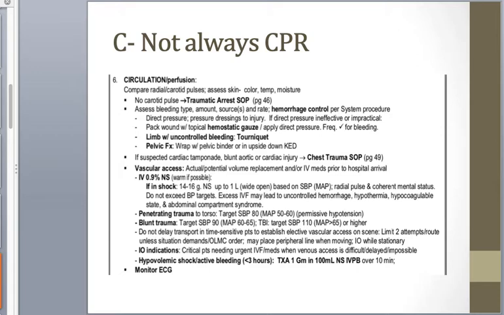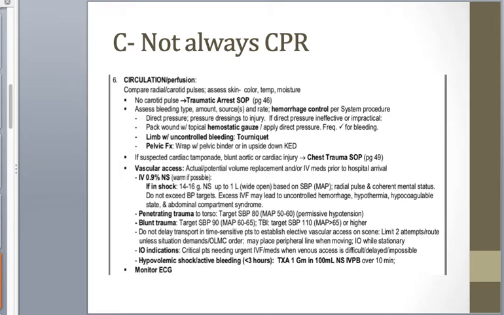Penetrating trauma to the torso, target blood pressure is 80. Again, that's permissive hypotension. Blunt trauma, the target is 90. Traumatic brain injury, the target is 110. And then look out for IO indications if you need to.